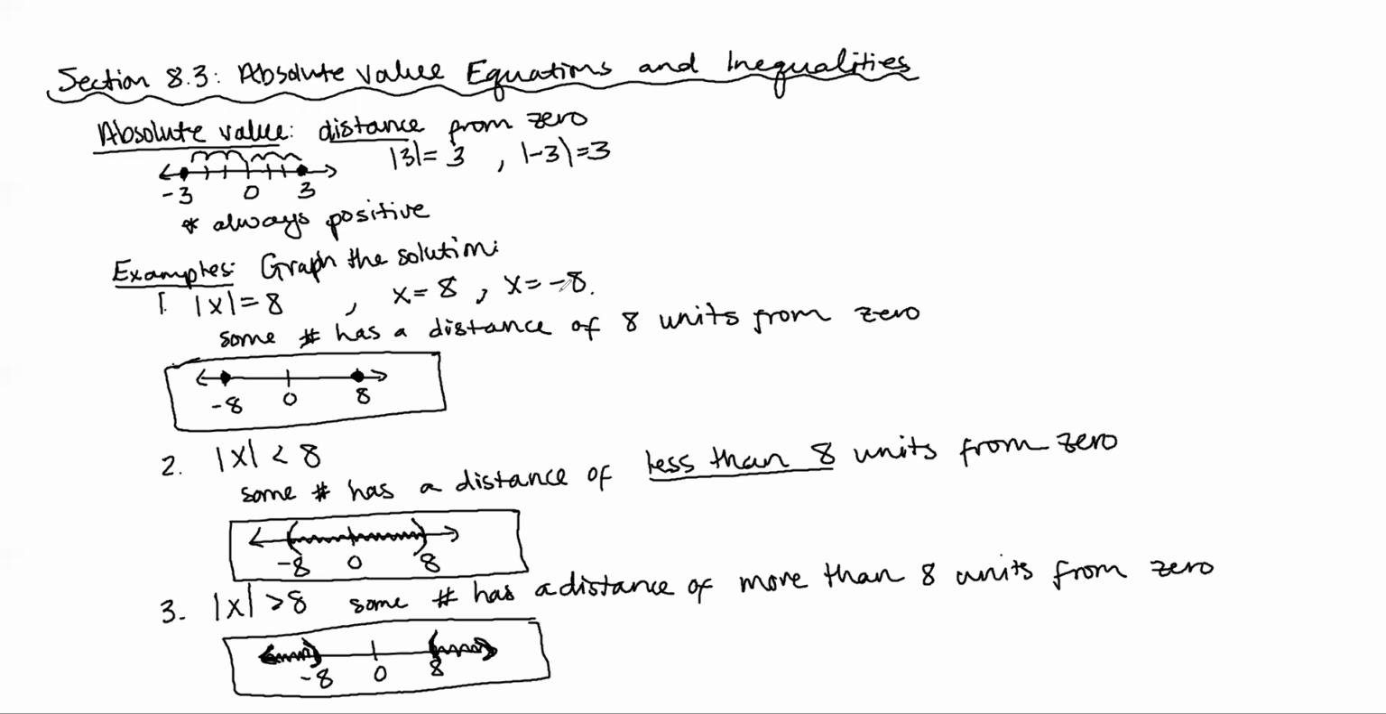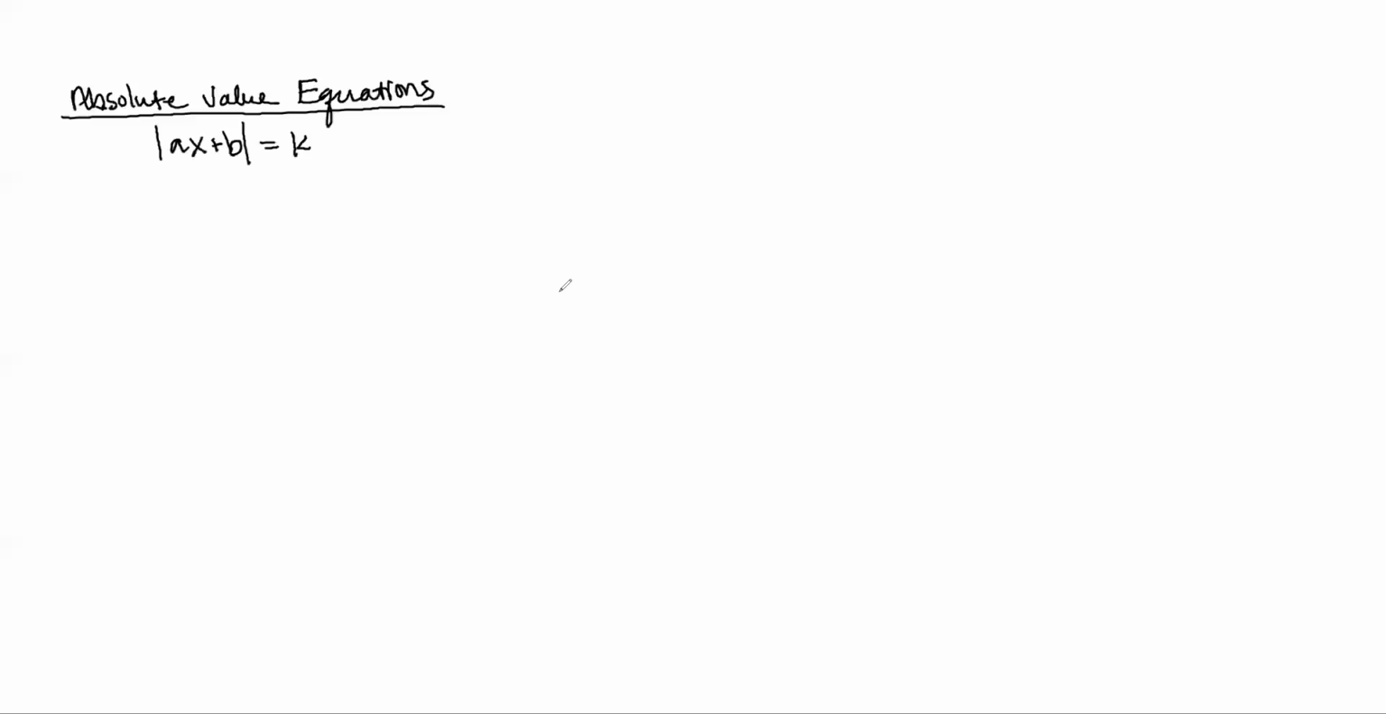So what we're going to do is take what's on the inside and split this up into ax plus b is equal to positive k and ax plus b is equal to negative k. We're just splitting up our equation into two separate equations, only changing the sign of k, so the number on the right. Never change the sign of the stuff on the inside.